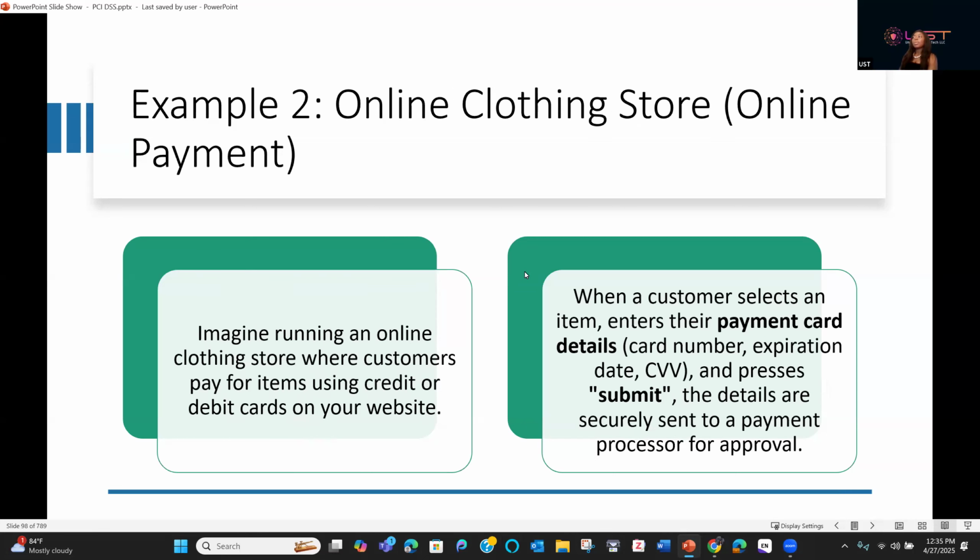Let's take the example of an online clothing store. Imagine running an online clothing store where customers pay for their items using credit or debit cards on your website. And that reminds me, on our UST website, we are transferring the risks, and there are key components in security that you need to know.